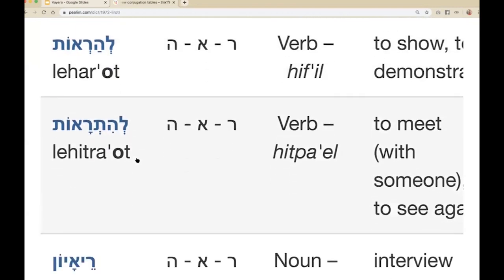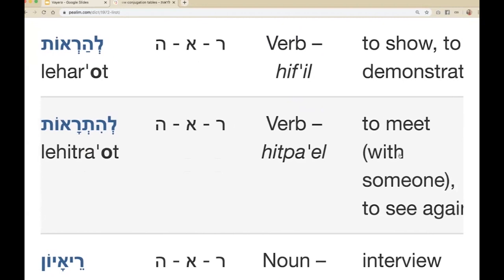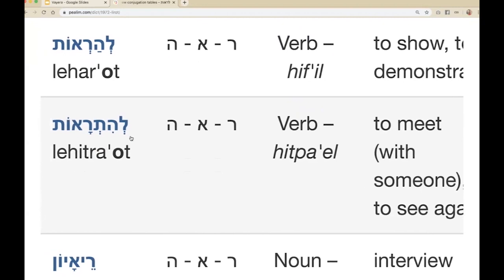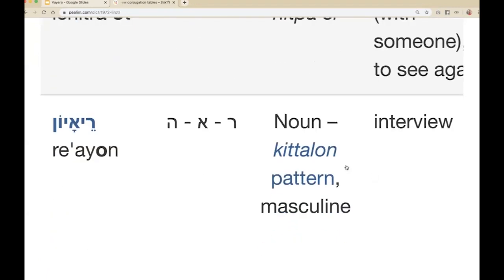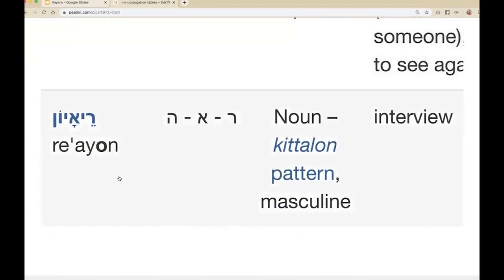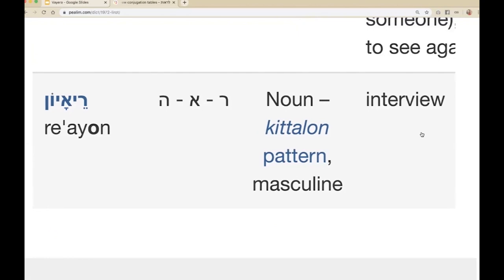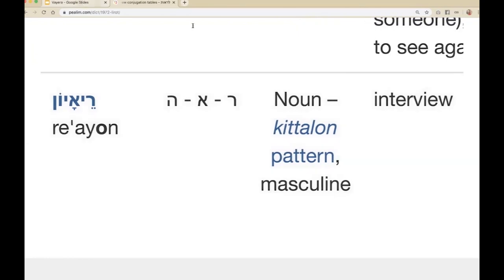Okay, and then we have lehitraot, and this means to meet or to see again. This is what we say when we say goodbye to someone in Hebrew. Lehitraot means see you later. And then we have re'ayon, which is a noun, and it means interview, an interview. Okay, now back to our slides.